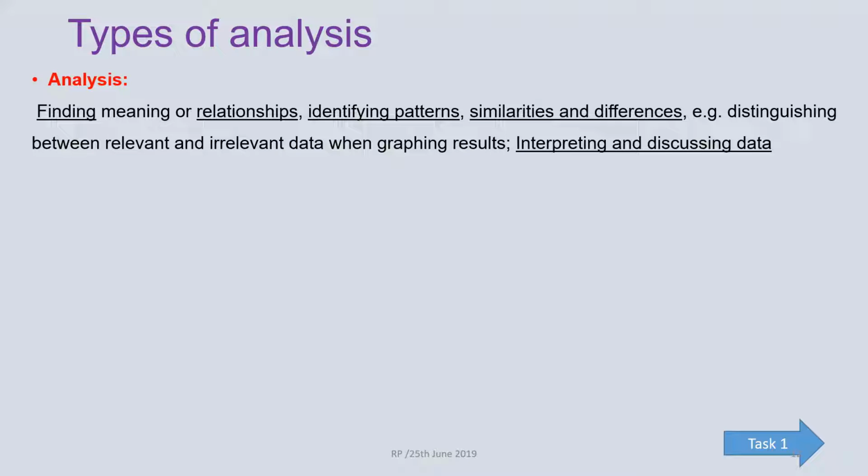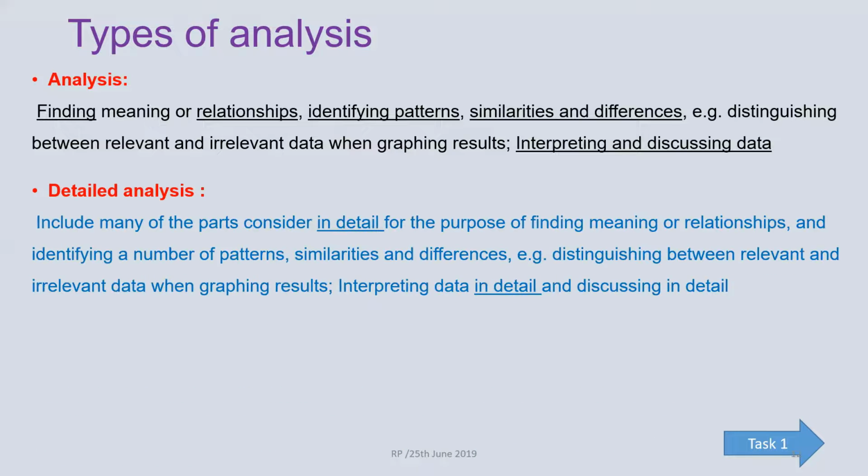Now let's see the next step of analysis, which is detailed analysis. Look at the difference between the analysis and the detailed analysis. In addition to all the factors I said under analysis, when you go to detailed analysis, you need to make sure the areas you analyze are in detail. Look at the underlined words, in detail. Interpreting in detail and discussing in detail, right? Not just the average point. It's above the average mark. You need to climb up now, right? So the detail section is coming into the scene.